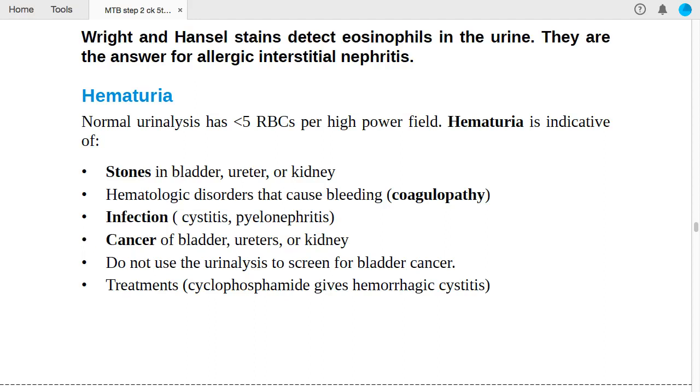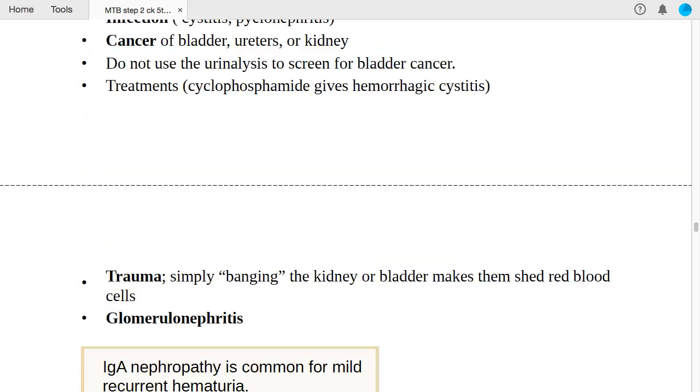Now treatment: cyclophosphamide gives hemorrhagic cystitis. Sometimes because of the use of a treatment, say for example cyclophosphamide, it can induce hemorrhagic cystitis. So some medications are also responsible for creating hematuria. Because of that we can see hematuria in our patients. Now trauma, simply banging the kidney or bladder makes them shed red blood cells, of course. So if there is a history of trauma, there may be hematuria.